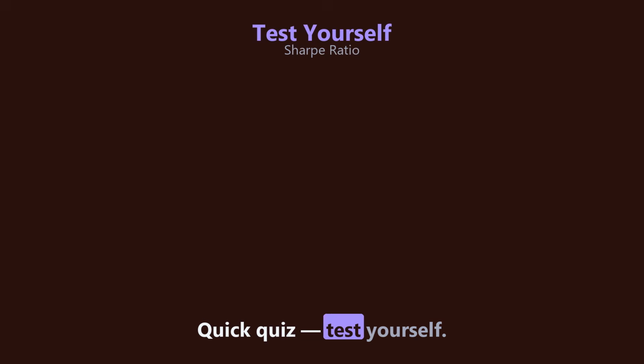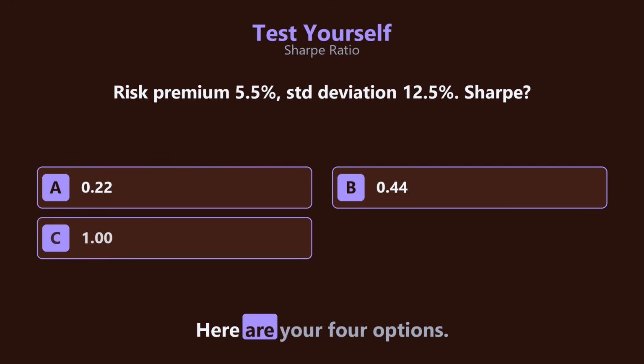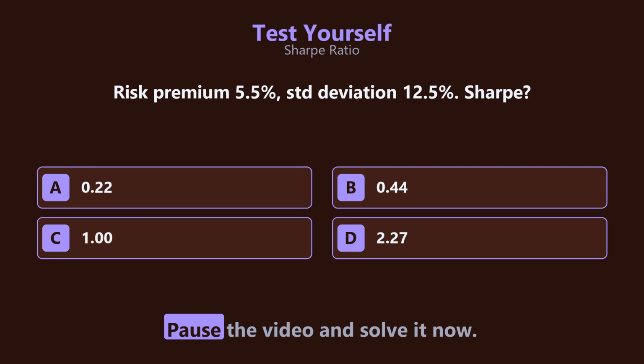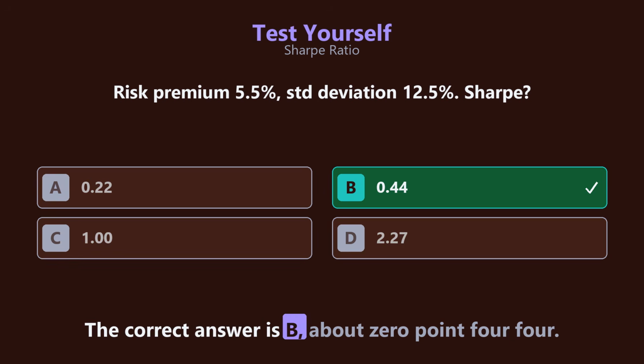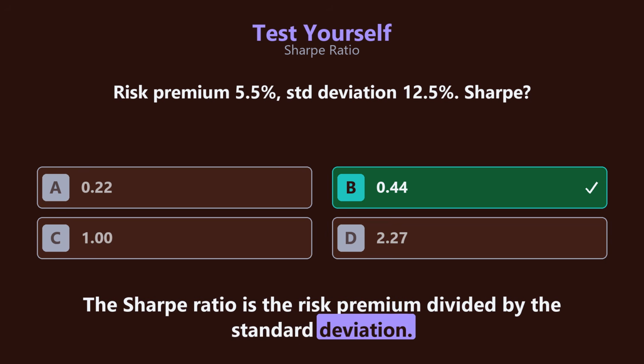Quick quiz, test yourself. A stock has a risk premium of 5.5% and a standard deviation of 12.5%, so what is its Sharpe ratio? Here are your 4 options. Pause the video and solve it now. The correct answer is B, about 0.44. The Sharpe ratio is the risk premium divided by the standard deviation.